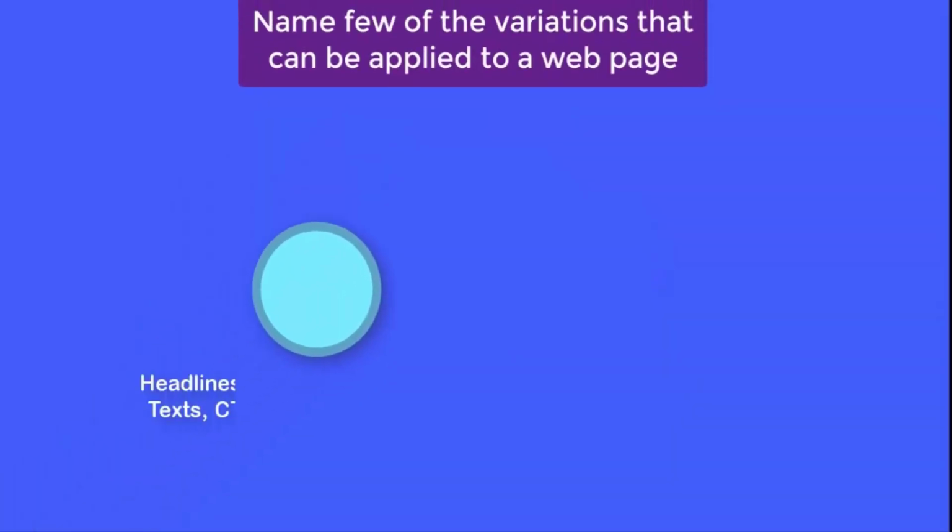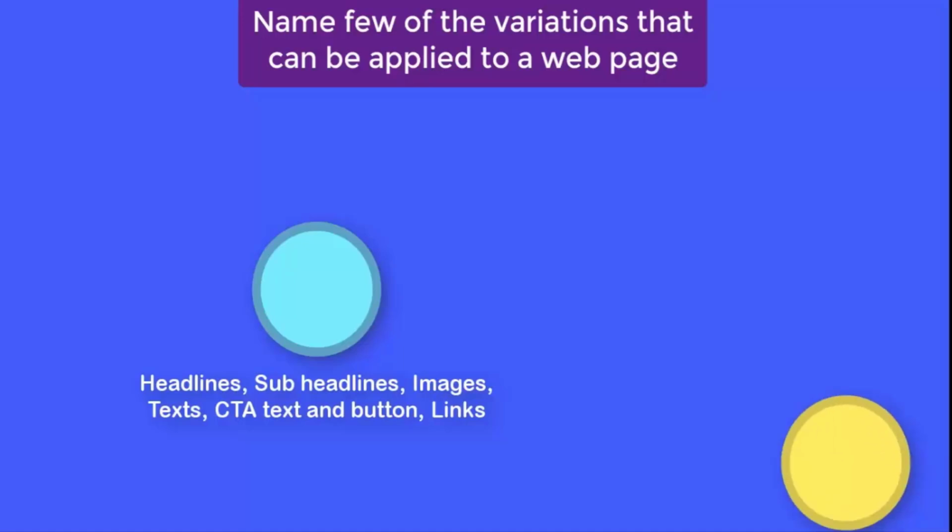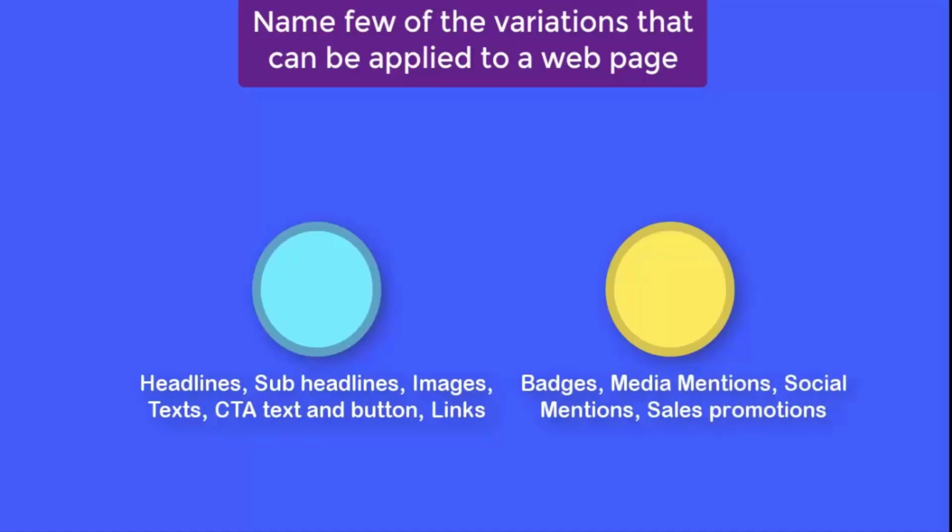There are a few A/B testing variations that can be applied on a web page. The list includes headlines, sub-headlines, images, texts, CTA text and button, links, badges, media mentions, social mentions, sales promotions and offers, price structure, delivery options, payment options, site navigation, and user interface.